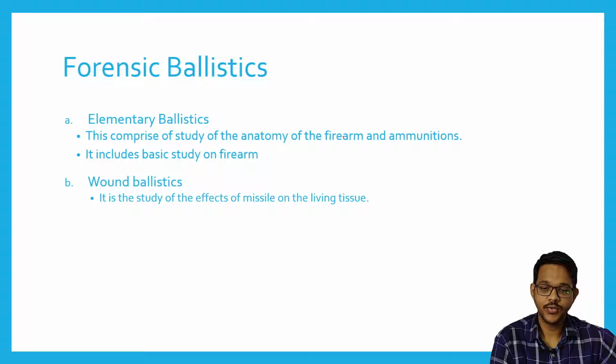Ballistics also includes elementary ballistics and wound ballistics per se. Elementary ballistics is the study of the anatomy of the firearm. It only studies the anatomy, manufacturing, and the parts of the firearms and ammunitions. Wound ballistics, on the other hand, is the study of effects of missile on living tissues.